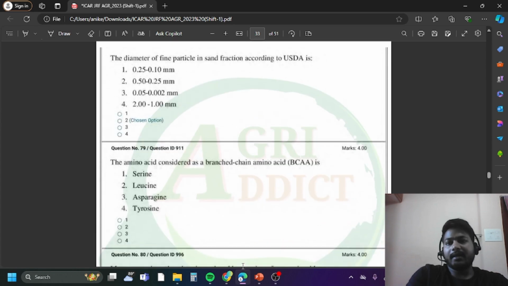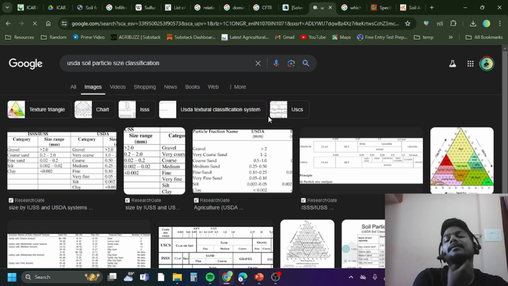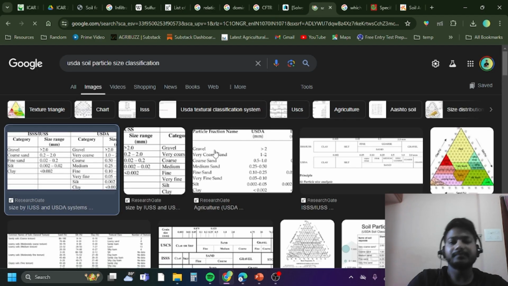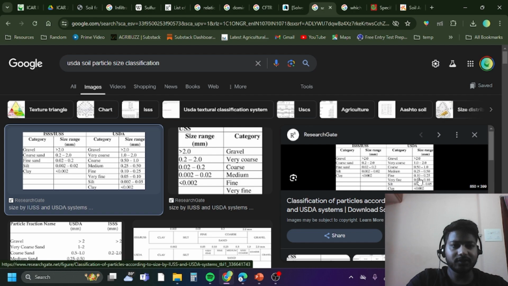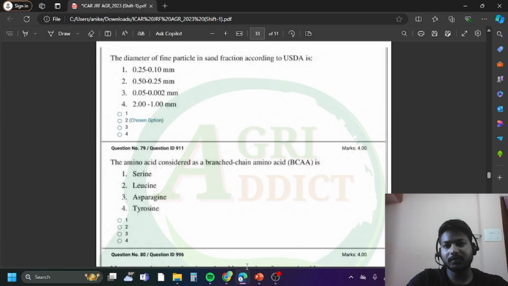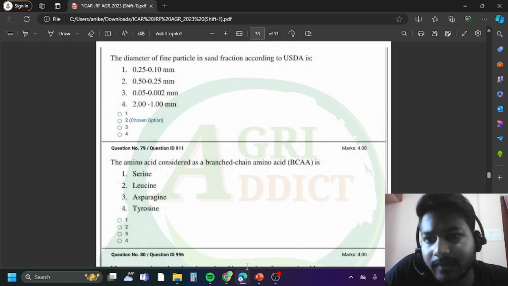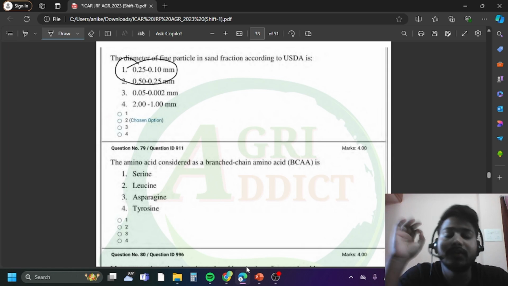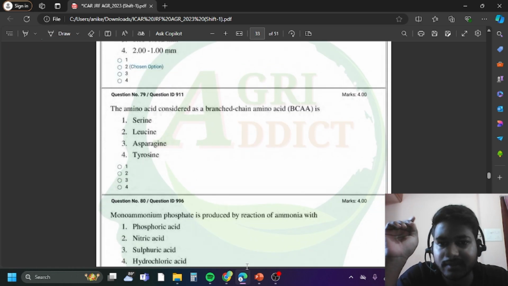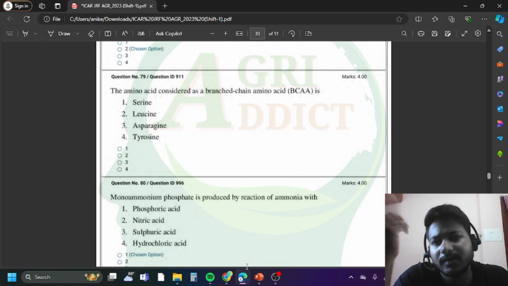Next we'll move. The diameter of fine particle in sand fraction according to the USDA. In the USDA classification, what is the size of fine particle? Let's see. You can see here fine sand 0.10 to 0.25, 0.1 to 0.25. So option number 1 is correct. You need to remember the USDA soil classification as well as the ISSS classification. They are asking one question. These are very easy, also very confusing type of questions.